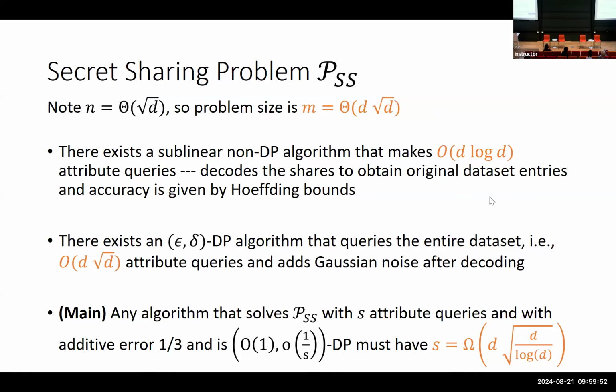Note here that I'm fixing the number of records to be theta square root D, as per the lower bound of Van Almen-Vadan. And so the problem size for us is theta D square root D. So we showed that there exists a sublinear non-DP algorithm that makes O D of log D attribute queries. There's also a DP algorithm that essentially queries the entire data set, decodes it, and adds Gaussian noise. And that's O of D square root D attribute queries. And then, our main result is that any algorithm that solves this problem will have to make at least D square root D over log D many attribute queries. I think that was it. So, yeah.